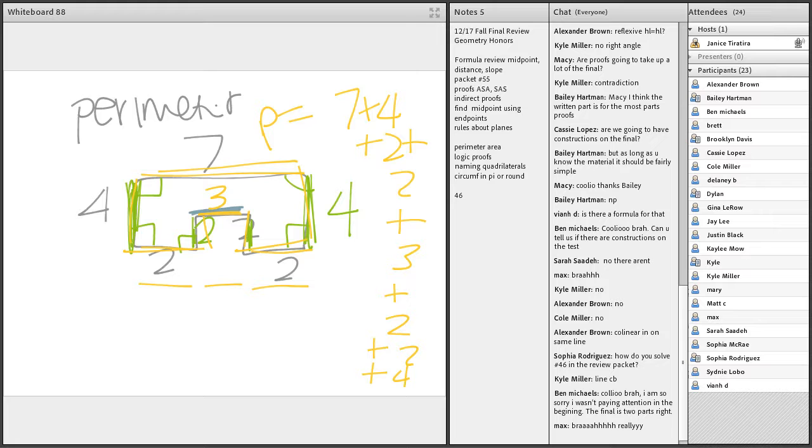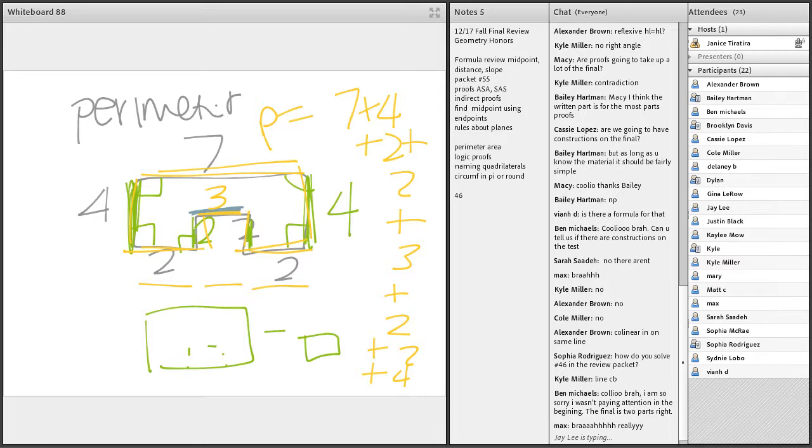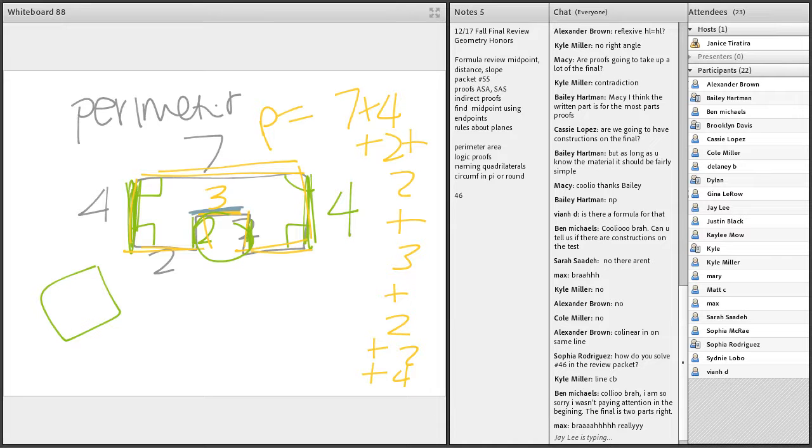Area is base times height. So let's see. The area is interpreted different ways. Some people see it as a big rectangle minus a tiny rectangle that was right here. So they can subtract. It'll be 4 times 7, that's 28, minus this tiny piece right here that's missing, that's 3 times 2. So 28 minus 6 will be 22, final answer, 22 square units. Another way of looking at it is cutting it up in different parts. Oh, some parts got deleted, sorry.